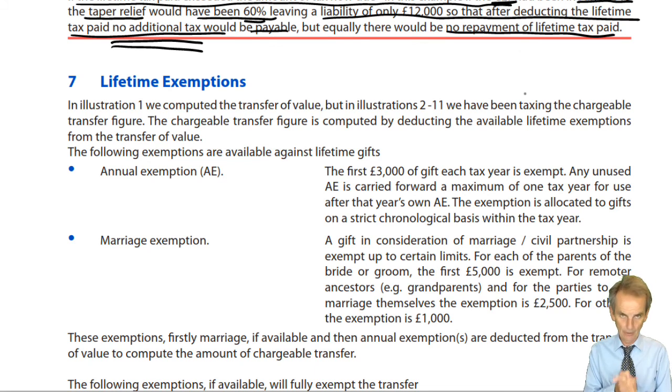It is that chargeable transfer figure that goes to the computations that we've been looking at up until now. That's the figure to include within the IHT computations, whether that is lifetime transfers chargeable when made, lifetime transfers chargeable on death. Those lifetime exemptions will have been deducted. You may have to do that for yourself. So next time we'll have a look at what those lifetime exemptions are.